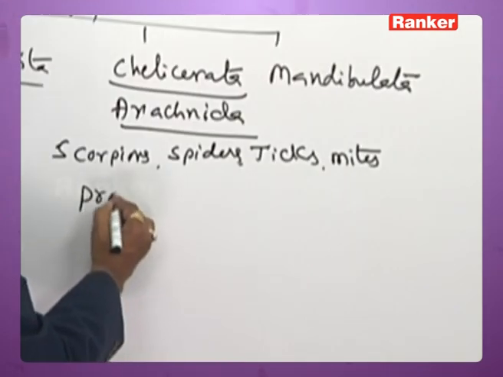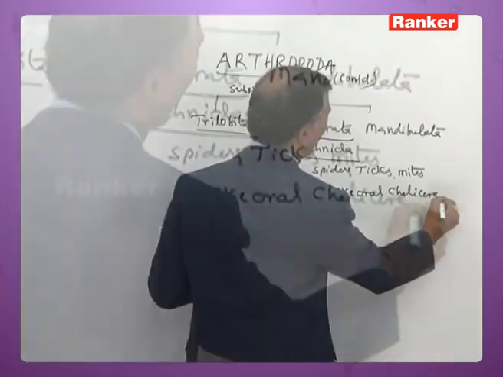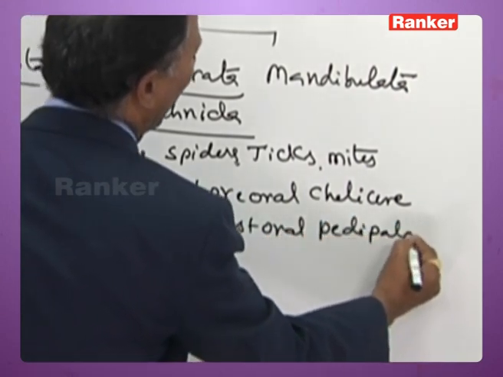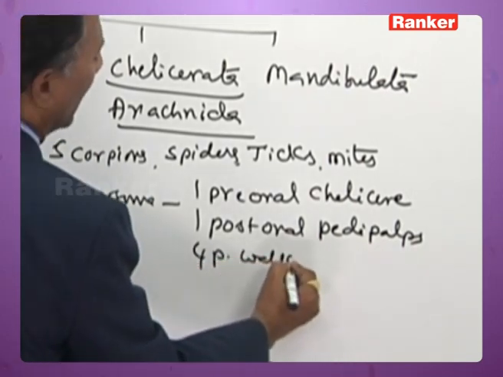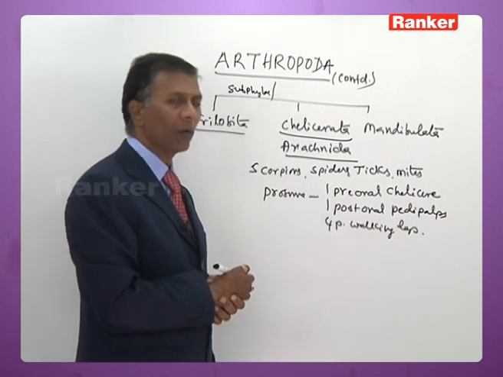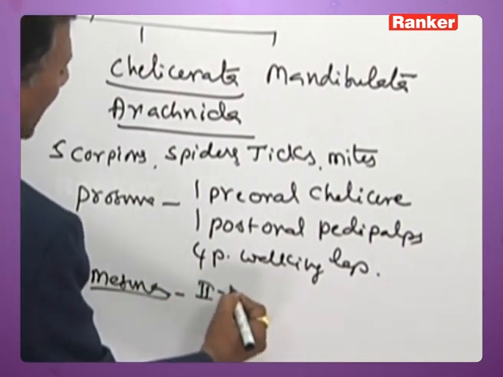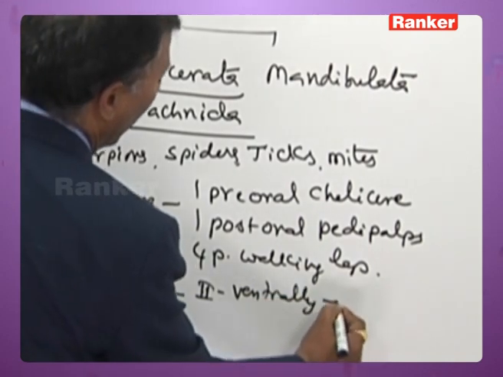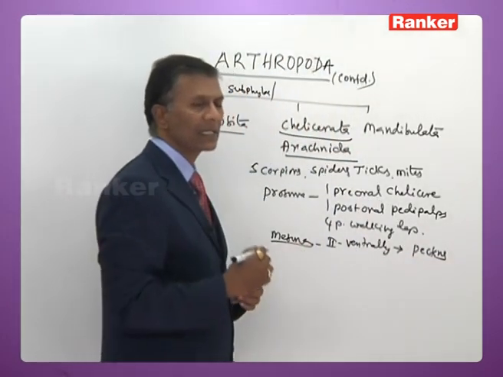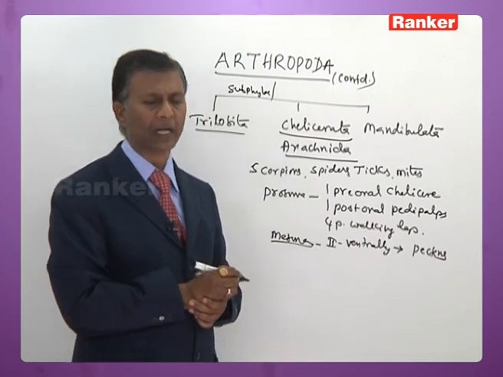Prosoma is with a pair of preoral chelicerae, a pair of postoral pedipalps, and 4 pairs of walking legs. Then the mesosoma region, take scorpions: on the second mesosomal segment ventrally, a pair of pectens are present. Comb-like structures called pectens are present ventrally, and they are tactile in function.